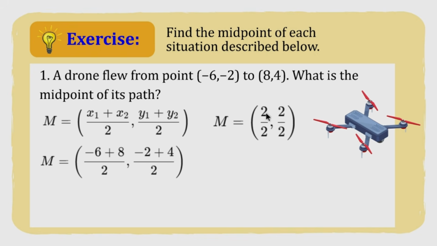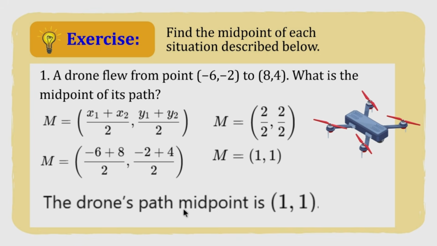So we have here 2 divided by 2. Ganun din po dito. 2 divided by 2. Therefore, we will have 1, 1. Our x coordinate is 1. Our y coordinate is also 1. So the drawn spot midpoint is at coordinates 1, 1.